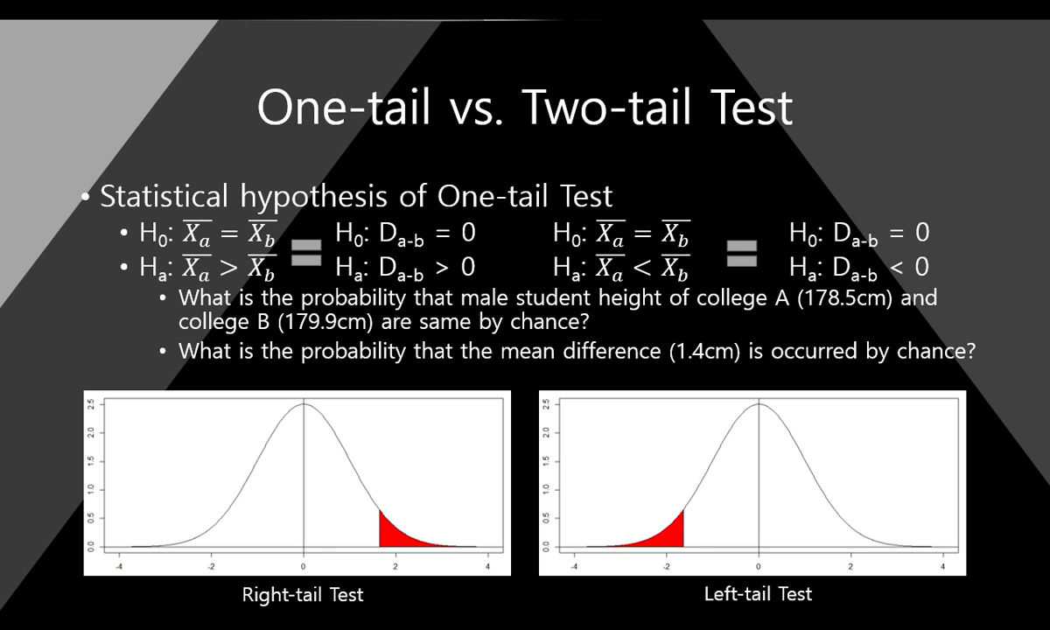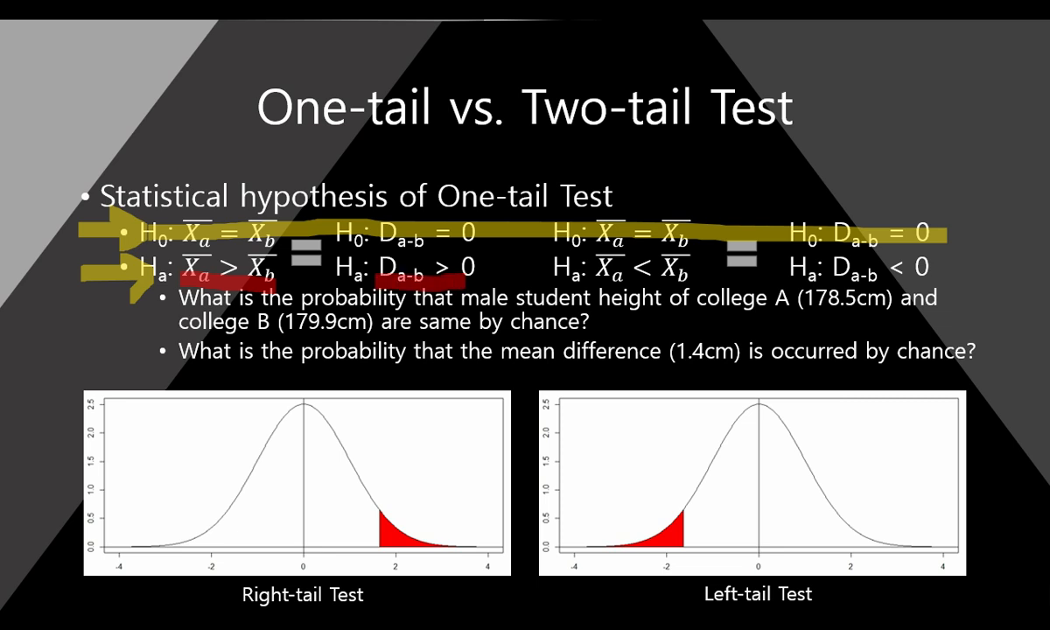Next one is a one-tail hypothesis. We have two types of one-tail hypothesis. Okay? As you can see here, the null hypotheses are all the same, okay? But the alternative hypothesis is different here. For example, X̄A is larger than X̄B, the same as dA−B is larger than 0. This one is larger, okay? The 0 point is here because we have a standard normal distribution. So it means that we want the right-side tail as our interest. So here we just want to know whether this red area is larger than 5% or less than 5%. That is our interest, okay?